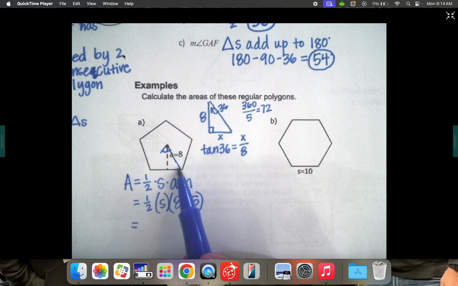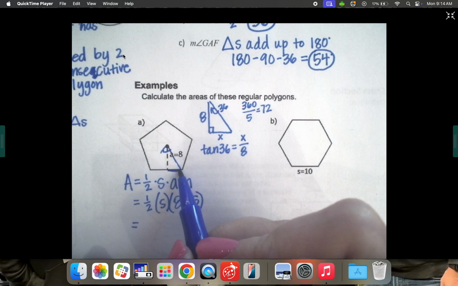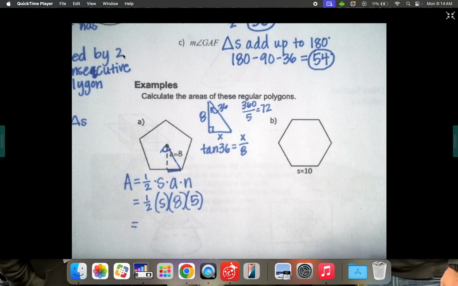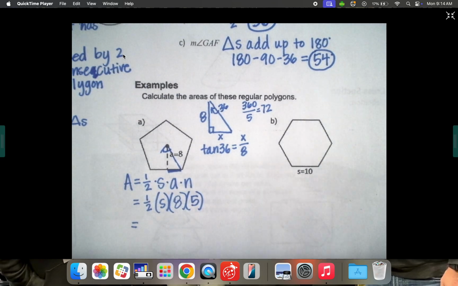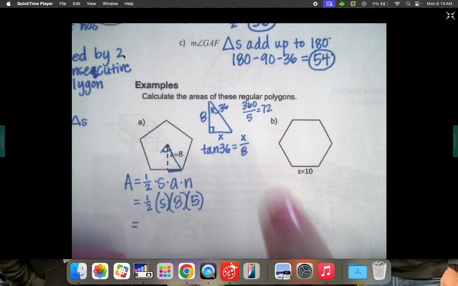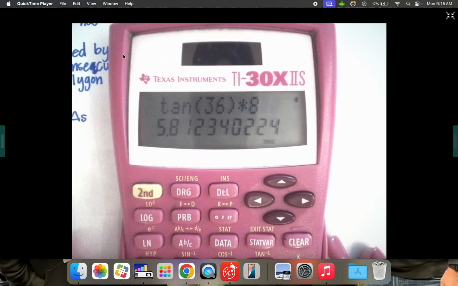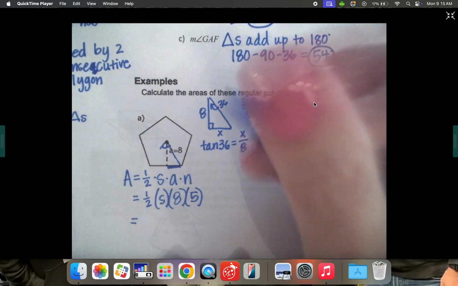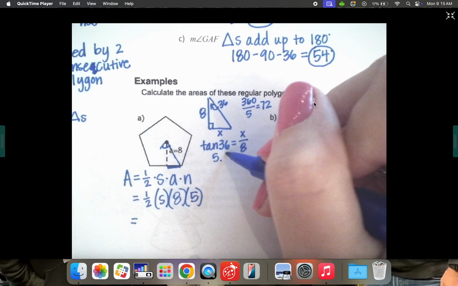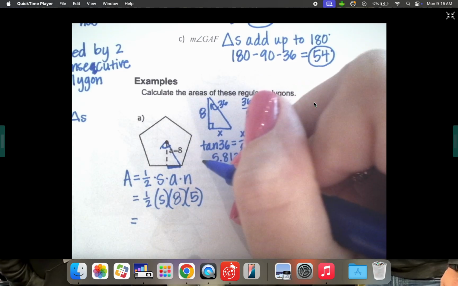Well, at least half of it. Remember, we're only right now calculating this part. Okay, so I'm going to put that in my calculator. Tangent 36. Remember, x is being divided by 8, so we're going to multiply by 8. And I got about 5.8. So 5.8, I guess we'll do 1, 2, 3. It doesn't matter.